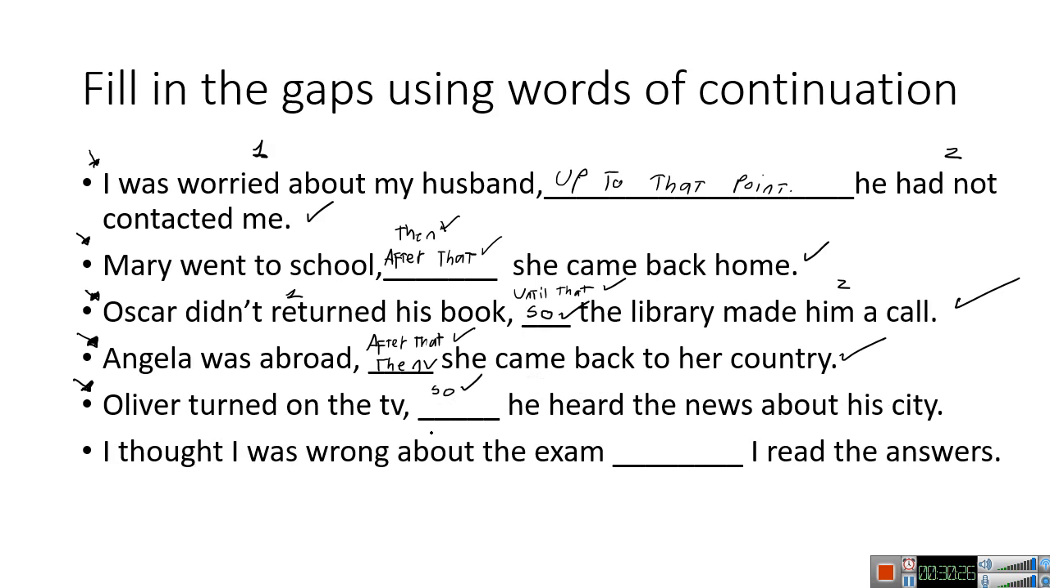Yes, this one works. What was the other one, up to that point? After that, okay, I cannot fill this in, but you understand. Oliver turned on the TV. Up to that point, he heard the news about his city. It doesn't work because here we're talking about one time, and here we're talking about the other time. So makes much more sense since we're talking about a continuation of this action. Here we have action number one, action number two. If we say up to that point, it will be like continuation number two. So two and two doesn't work.